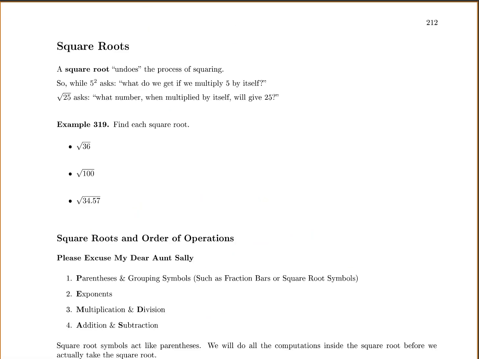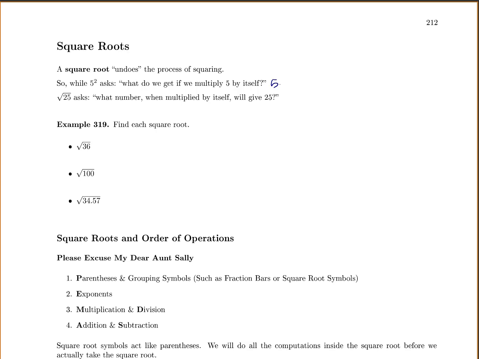Now, square roots. We just learned about exponents. Now, square roots are kind of going to do the opposite. So a square root specifically will undo the process of squaring. So 5 squared means what do we get if we multiply 5 by itself? So what is 5 times 5? The square root of 25 asks, what number when multiplied by itself will give us 25?